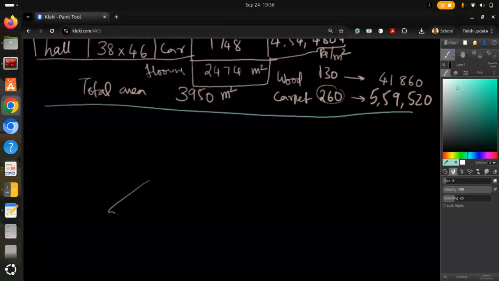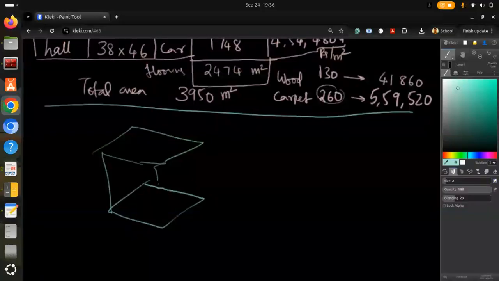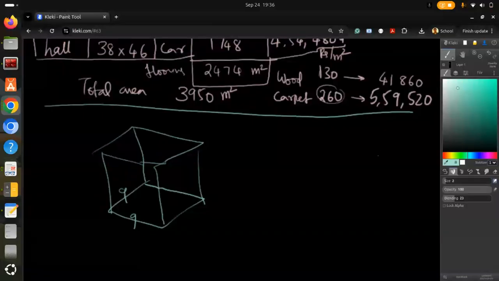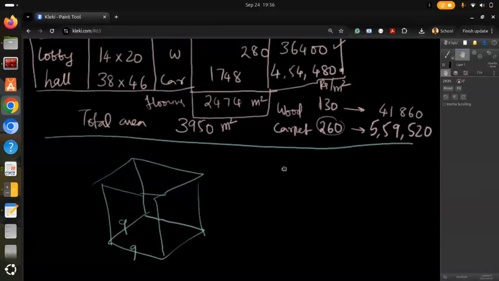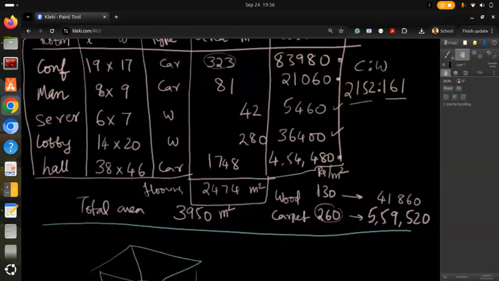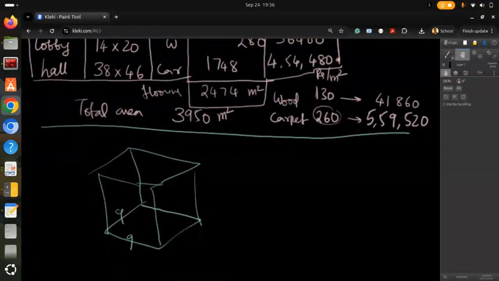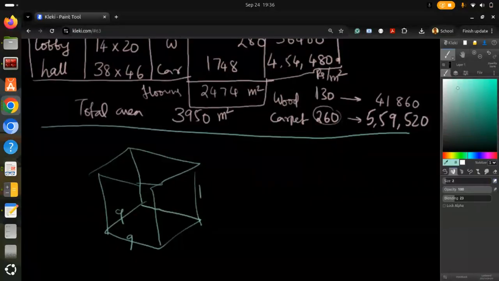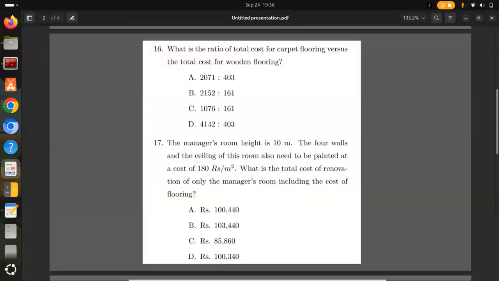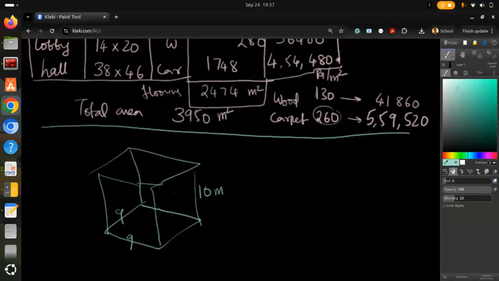So if I simply draw the manager's room like a cube or something, here the flooring is 9 by 9. If I see in the above table that we prepared, 9 by 9 is the manager's room, and the height is 10 meters. So the question says the manager's room height is 10 meters. The four walls and the ceiling of this room also need to be painted at the cost of. So we will ignore any doors or anything.